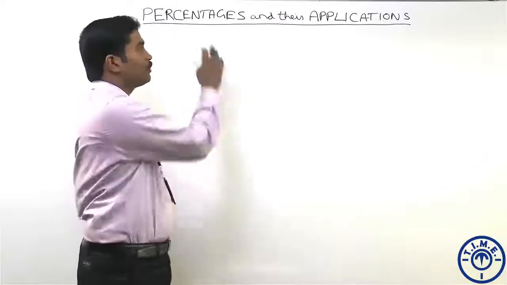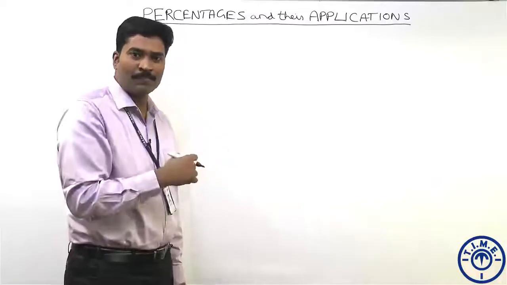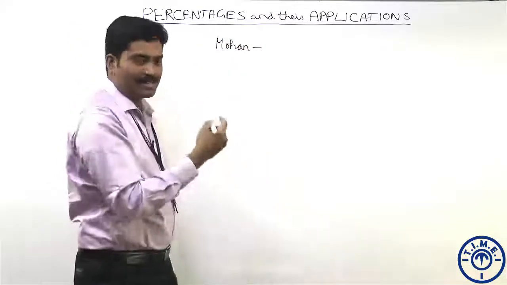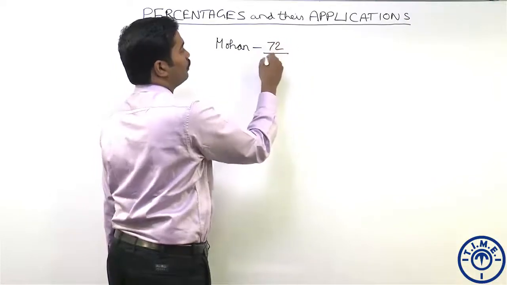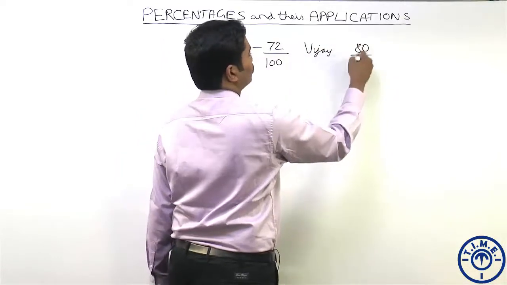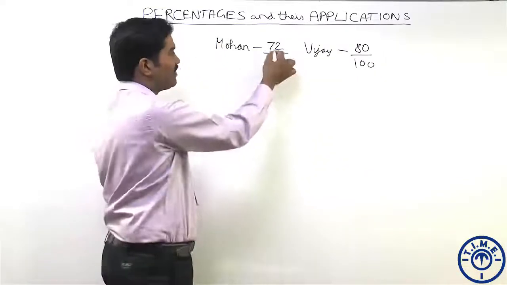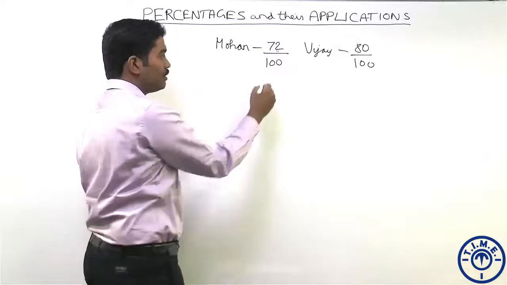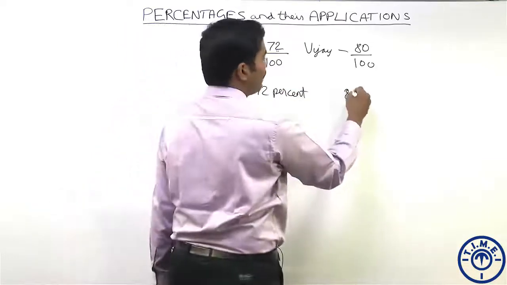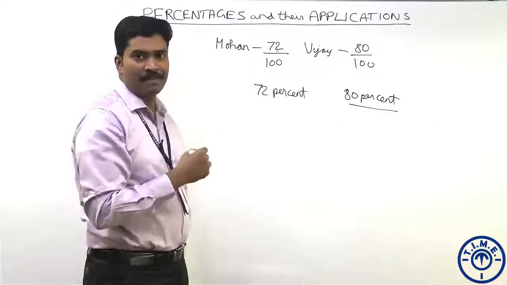Today, we are going to learn about percentages and their applications. Just like we've seen in a question a minute ago, remember Mohan and Vijay. Towards the end, we could calculate and say that Mohan got 72 out of 100 marks, while Vijay got 80 out of 100 marks. Now, what was it? 72 for 100, 80 for 100, or 72 per 100, 100 is cent. So, he got 72% of the marks, while Vijay got 80% of the marks. Percent, nothing but per 100 or out of 100.